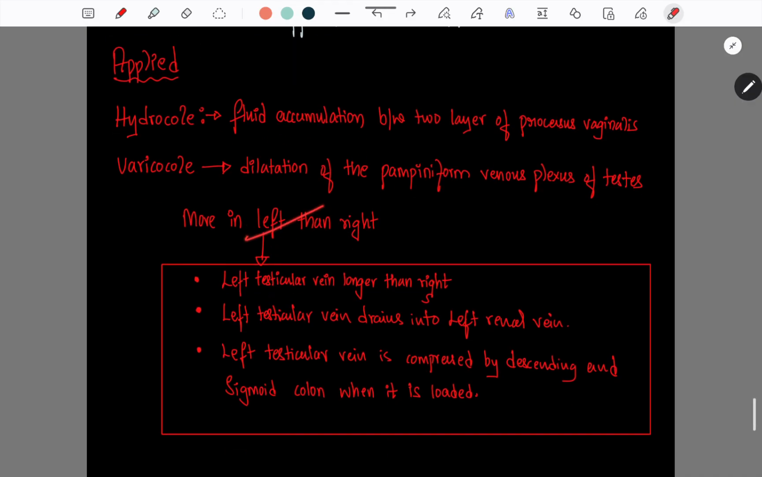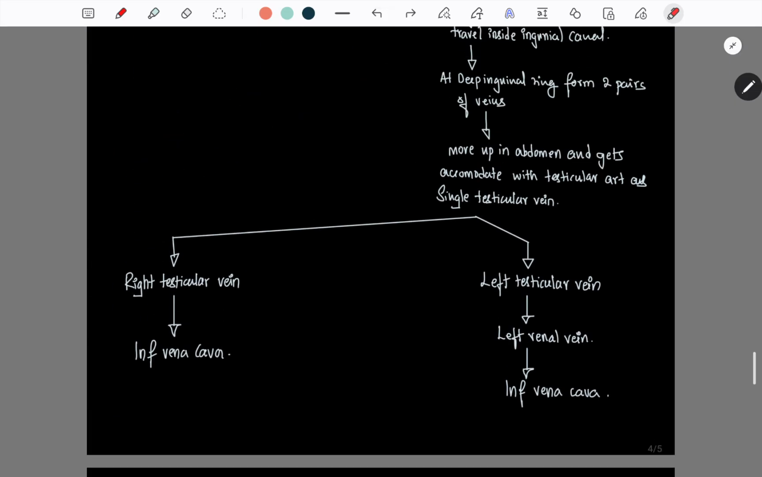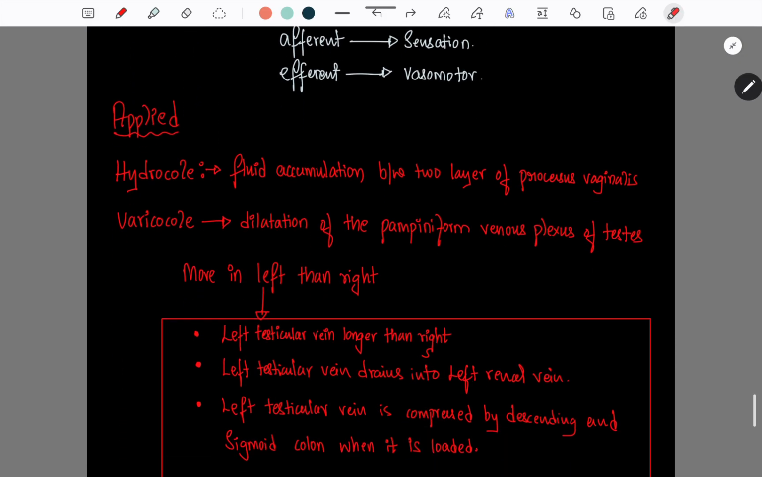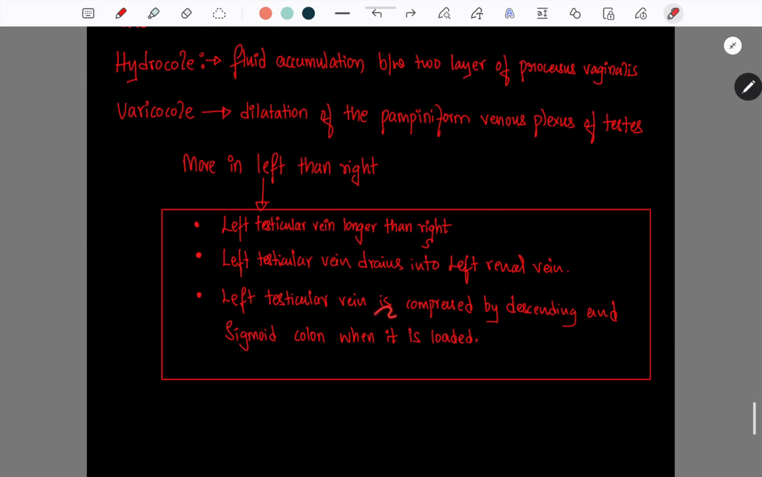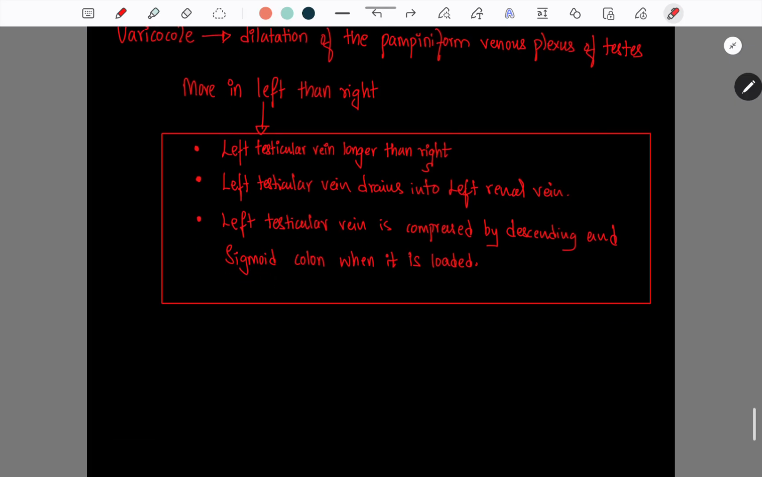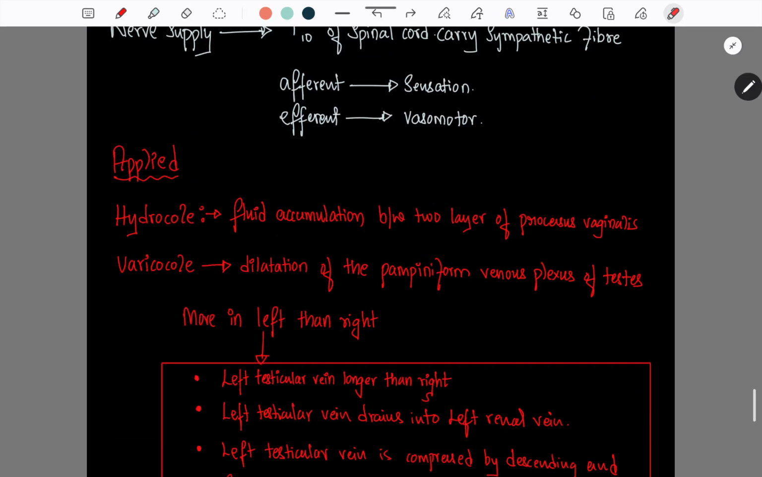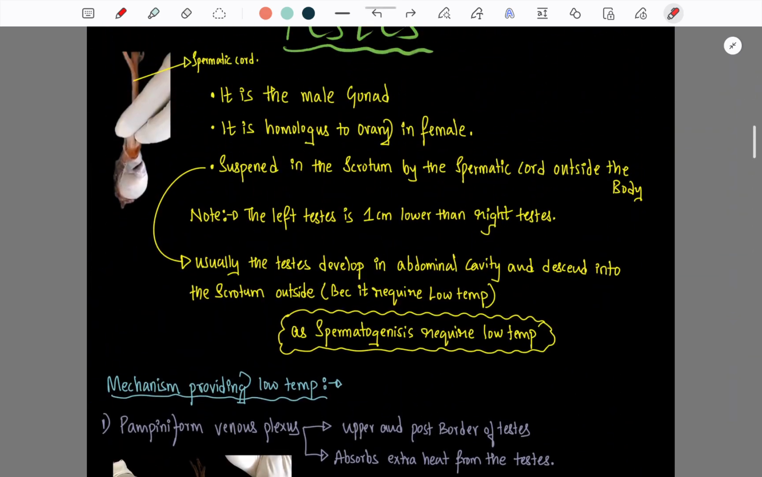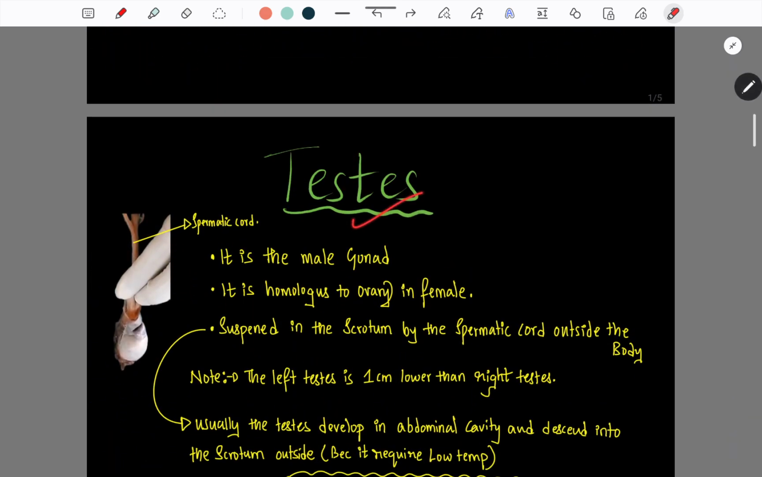It is more on the left side than the right, because the left testicular vein is longer than the right. The left testicular vein drains into the left renal vein, as we saw here, goes to the renal vein, and it is longer than the right. The left testicular vein is compressed by the descending and sigmoid colon when it is loaded. These are the things. So this is about the abdomen topic, testis. Thank you.